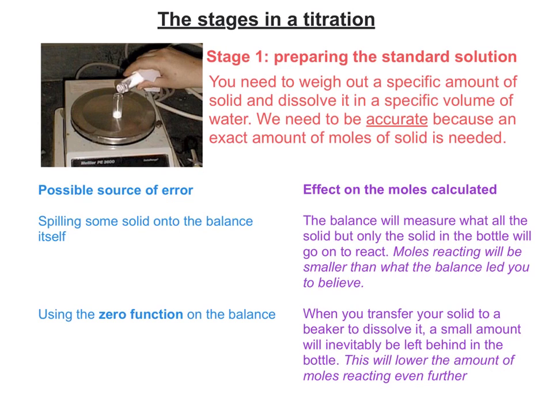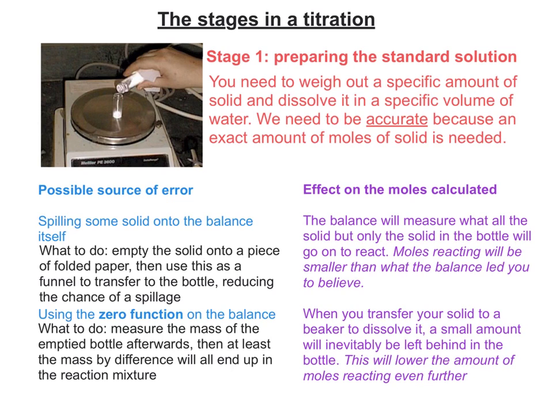So what do you do? To avoid spillages, you might want to put the solid onto a piece of paper, folded, and unlike the picture, instead of emptying it directly from another bottle, you could empty it from a folded piece of paper, so it just slips down the folded edge nicely like a funnel into the bottle. Instead of using the zero function on the balance, measure the mass of the emptied bottle afterwards, because that will have the left behind few crystals in it.